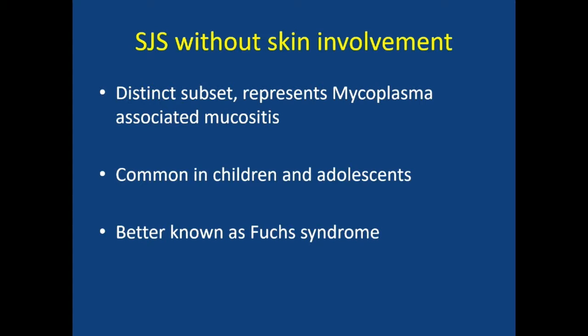There is an exfoliative rash, and there were some queries about SJS without skin involvement, when just the mucosa is involved. I'll be showing a photograph at the end where the patient has long-term sequelae of SJS, and still show you the clinical pointers towards a previous episode of SJS. SJS without skin involvement is rare, but it's a distinct subset which represents mycoplasma-associated mucositis. It is common in children and adolescents, and it is better known as Fuchs syndrome.